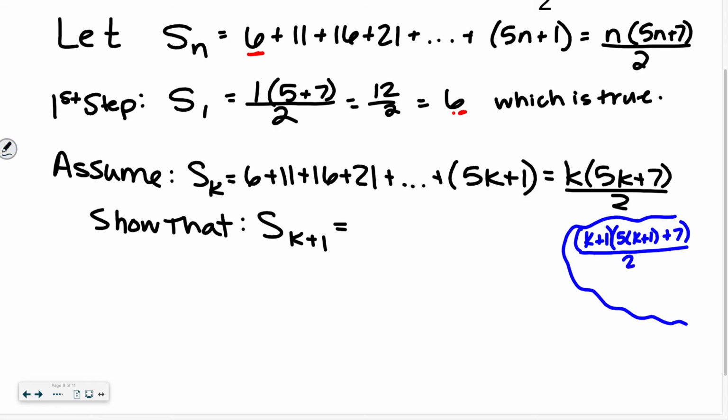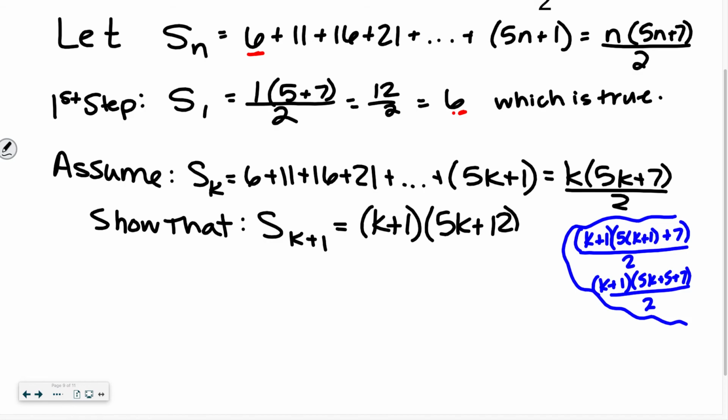I would distribute my 5, so that's k plus 1 times 5k plus 5 plus 7 all over 2, right? So then that's 5k plus 12. So I want to show that k plus 1 times 5k plus 12 all over 2. If I can get to that answer in algebra, I've made my proof, because I'm showing that s sub k implies s sub k plus 1 is true. Okay. So that stuff in blue is what you practiced at the beginning of class.